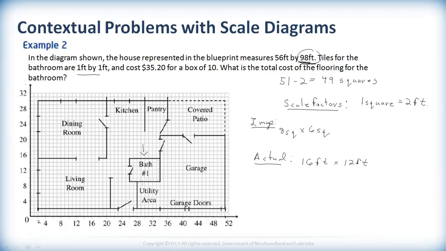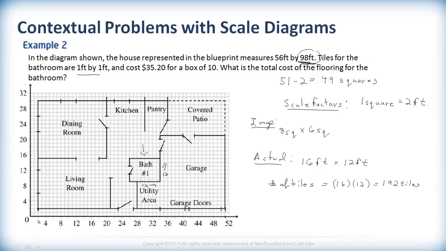So we're going to need 16 tiles this way, and 12 tiles this way on our bathroom. So our total number of tiles is going to be the product of those. It's like finding an area. So let's see, we've got 16 times 12, which should be 160 plus 32. So 192 tiles is what we're going to need here.